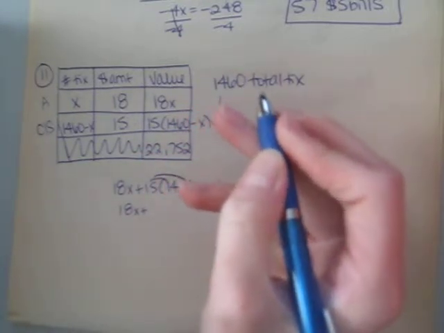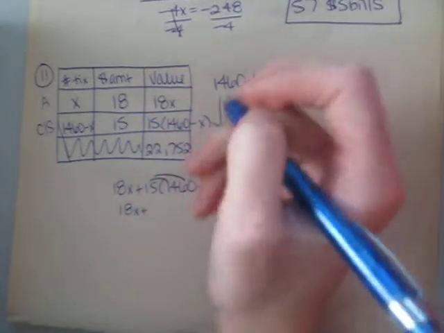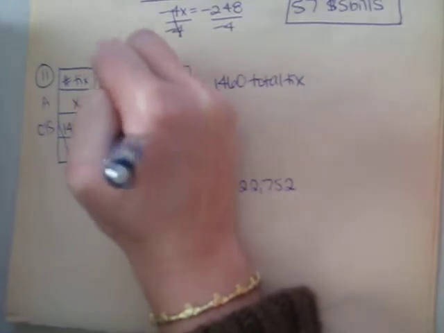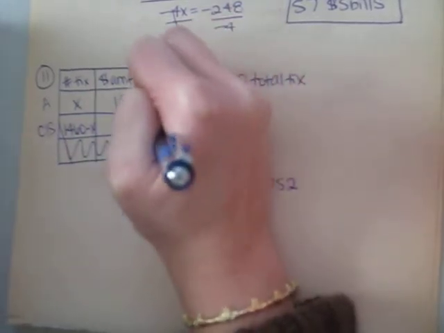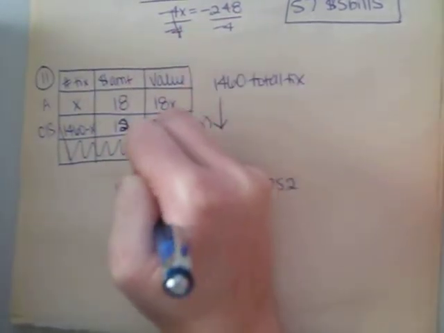Oh, I'm sorry, I just realized I did that wrong. This is supposed to be $12, not $15, for the children and seniors. So let's change that to $12. I apologize.